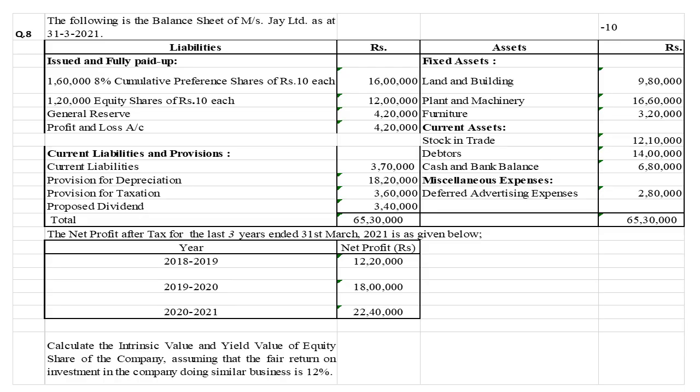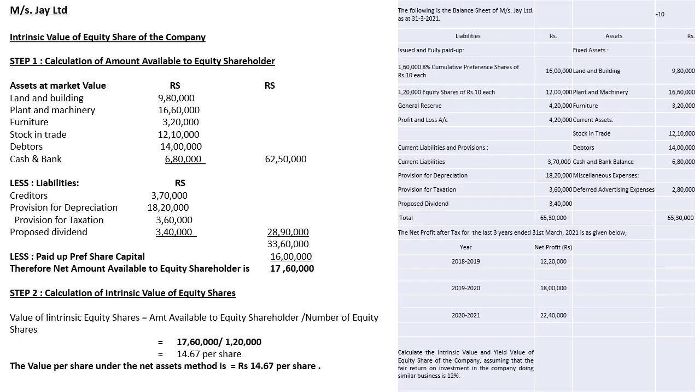For yield value of equity share, we have 3 steps. In intrinsic value, we first find out how much capital employed is available, and then the second step is the calculation of intrinsic value. And in the yield value, we will first find the FMP, that is future maintainable profit, then the rate of FMP, and then we'll use the yield value of equity share formula to find the solution. We'll find the yield value of equity share. So this is the solution for your problem.